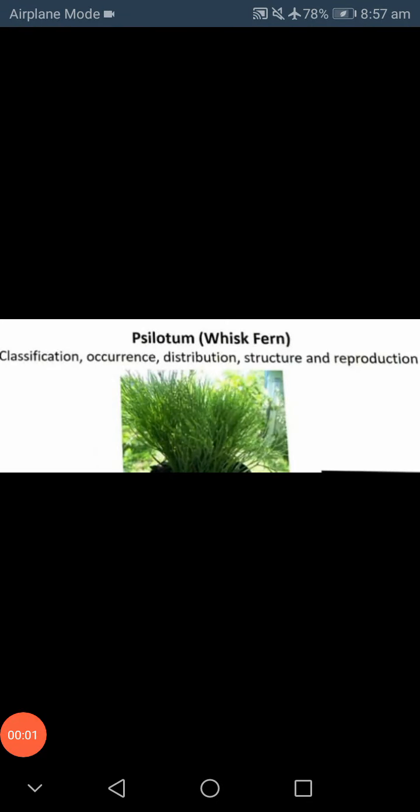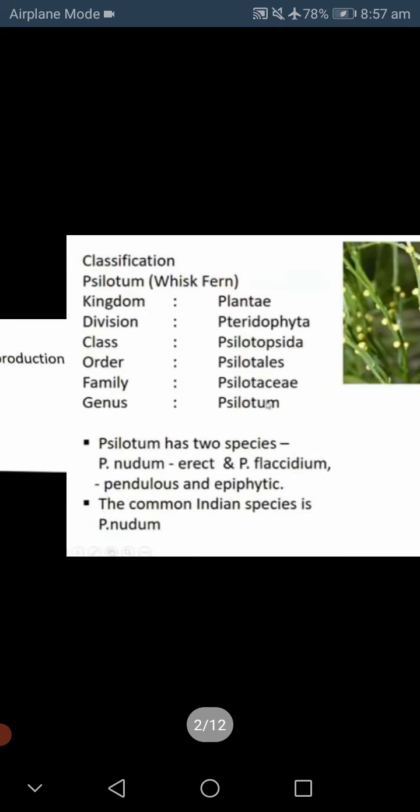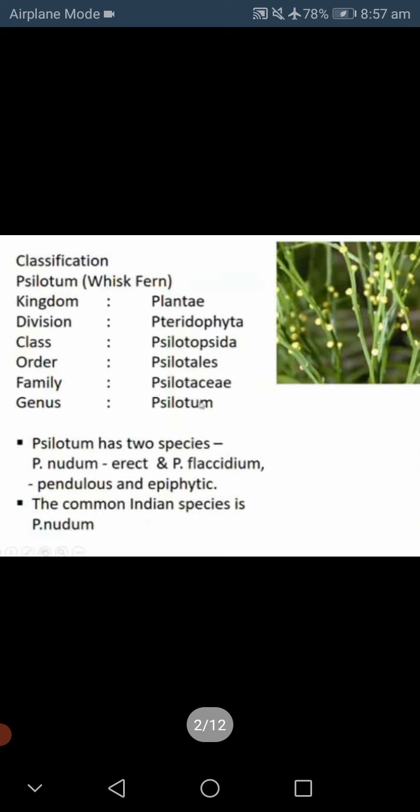Hi everyone, now I am going to explain about one of the pteridophytic plants, that is Xylotum. The common name of Xylotum is whisk fern. Let us discuss classification, occurrence, distribution, structure and reproduction of Xylotum. First, classification: Kingdom Plantae, division Pteridophyta, class Xylopsida, order Xylotales, family Xylotaceae, and the genus is Xylotum.